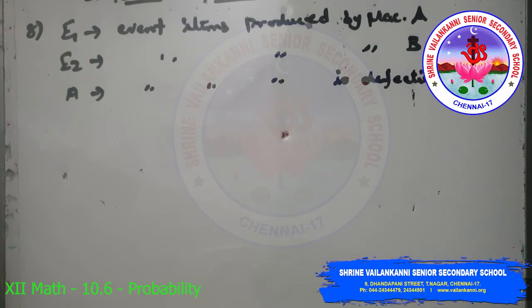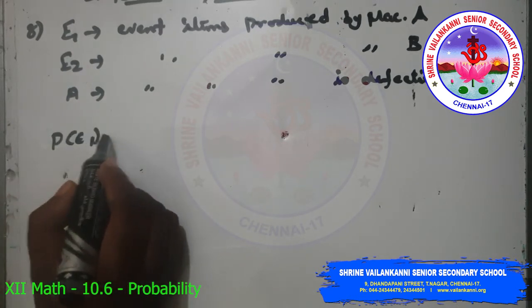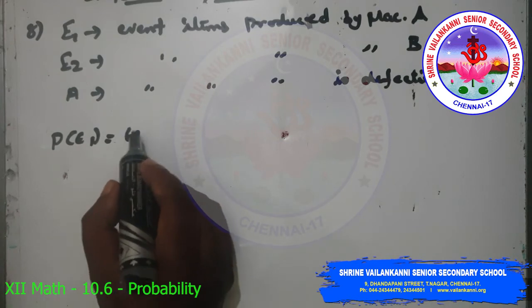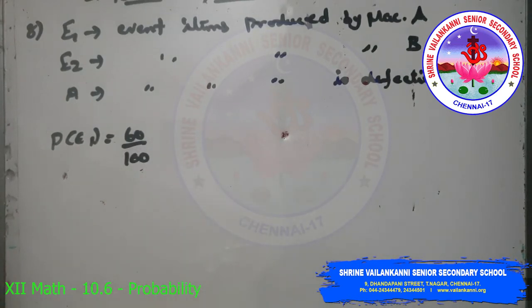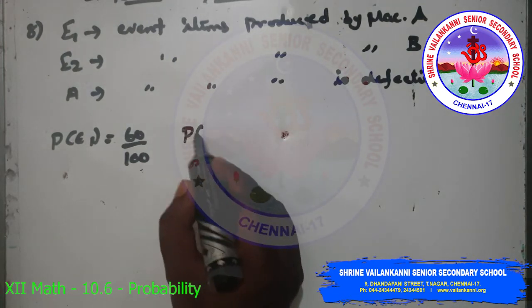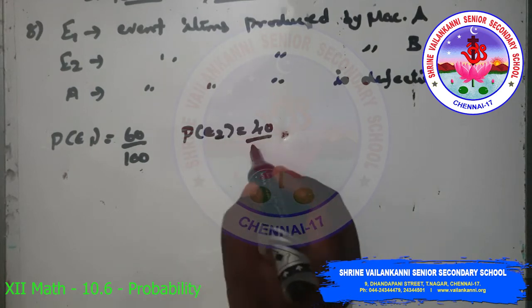8th one, a factory has 2 machines A and B. Past record shows that machine A produced 60% of the items of output. So let E1 be the event in which the items are produced by machine A, which is 60%, that is P of E1 is 60 by 100. And machine B produced 40% of the items. So we take E2 as the event that the items are produced by machine B, which is 40%. So P of E2 is 40 by 100.